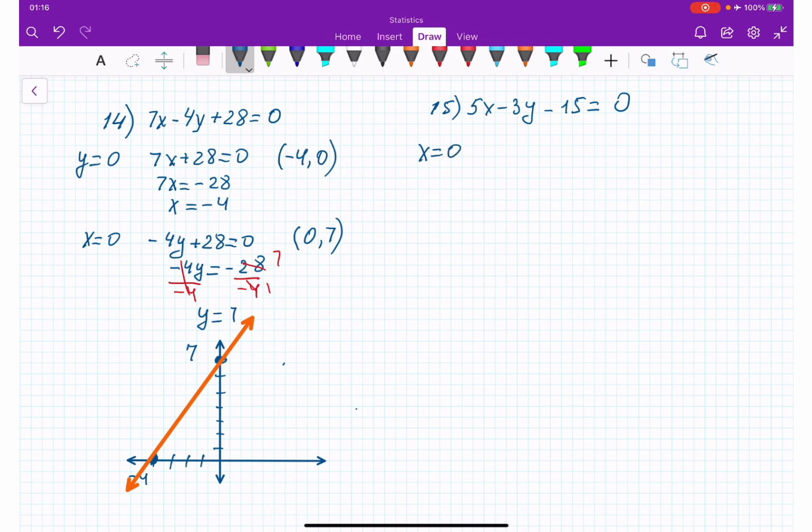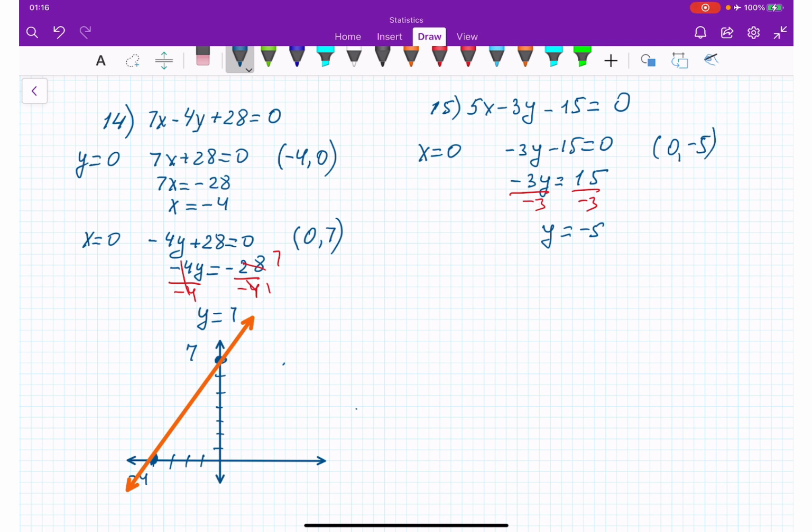When x is equal 0, 5x is gone, will be 0. And I will have negative 3y minus 15 equals 0. From here, negative 3y is equal positive 15. And then we divide by negative 3, and my y is going to be negative 5. So my first coordinate is 0, negative 5.